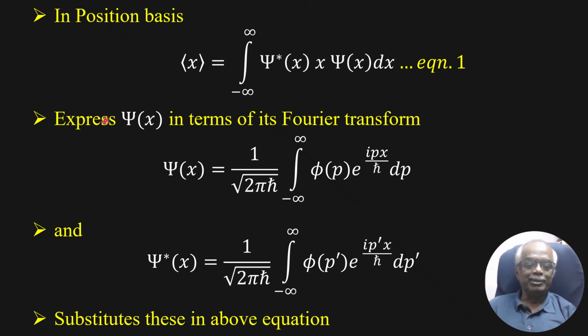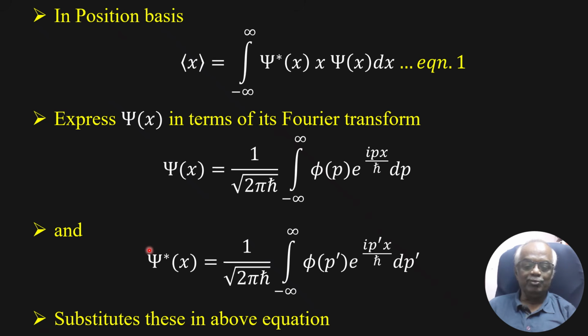So express psi of x in terms of its Fourier transform. The Fourier transform of psi of x is equal to 1 over square root of 2 pi h cross times the integral of phi of p e^(ipx/h cross) dp. Here we are integrating over the momentum.